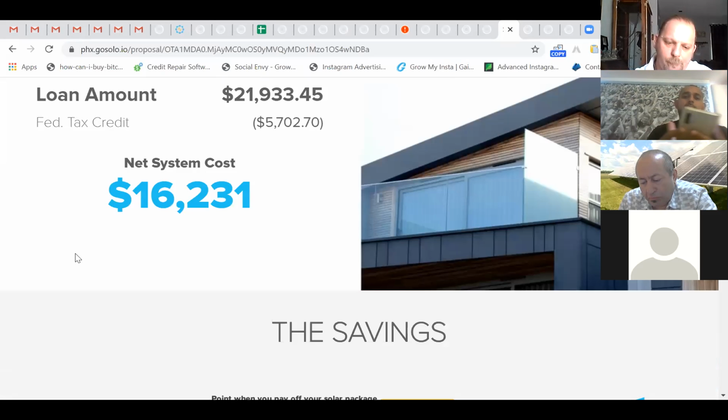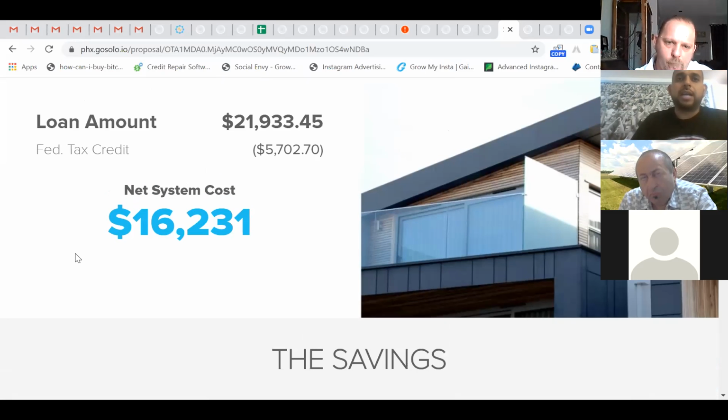Now we take your loan amount, $21,900, minus a federal tax credit of $5,700. That means that your net system cost, Mr. Homeowner, is $16,000. You know how you were talking about $21,000 being expensive? Well, the government's covering 26% of that bill, so that's pretty cool. Can we agree? Yeah. Okay, great. So $16,000, or $16,231, is really what you're looking at. So remember the number 1920. That's an easy number to remember.